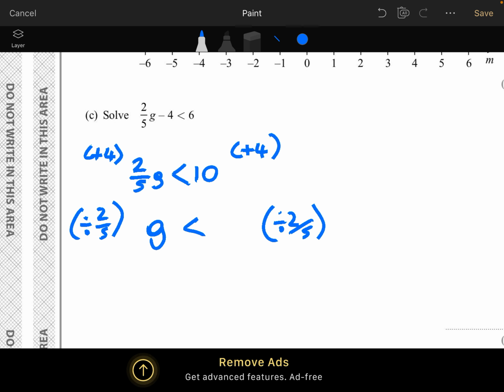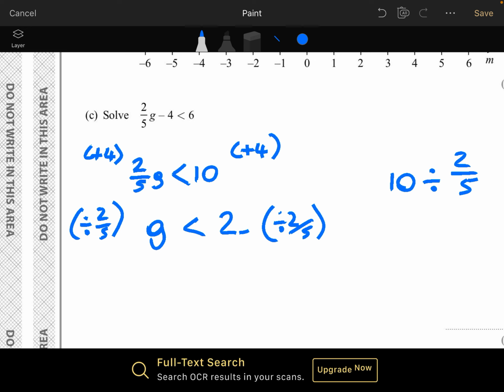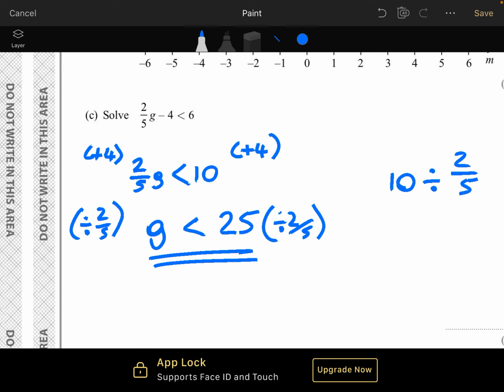Make sure it looks like this in your calculator so that you get the correct value. Press equals, and that should be 25. So the final answer is G is less than 25.